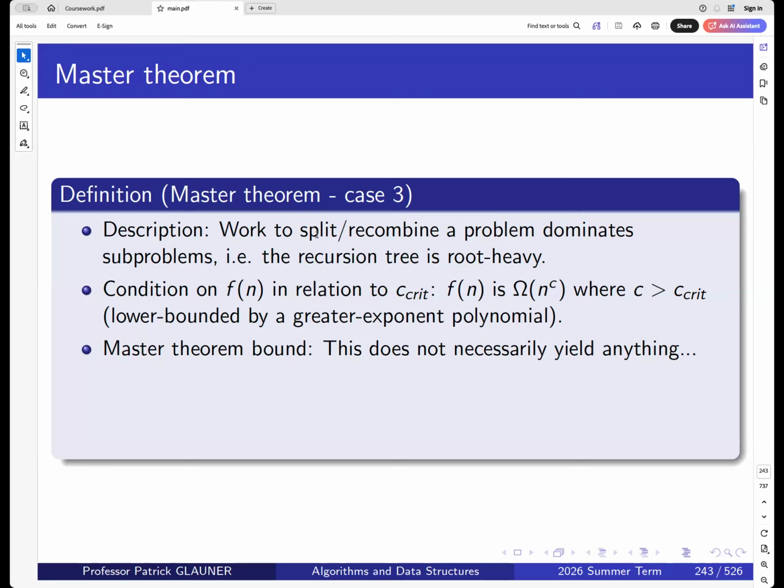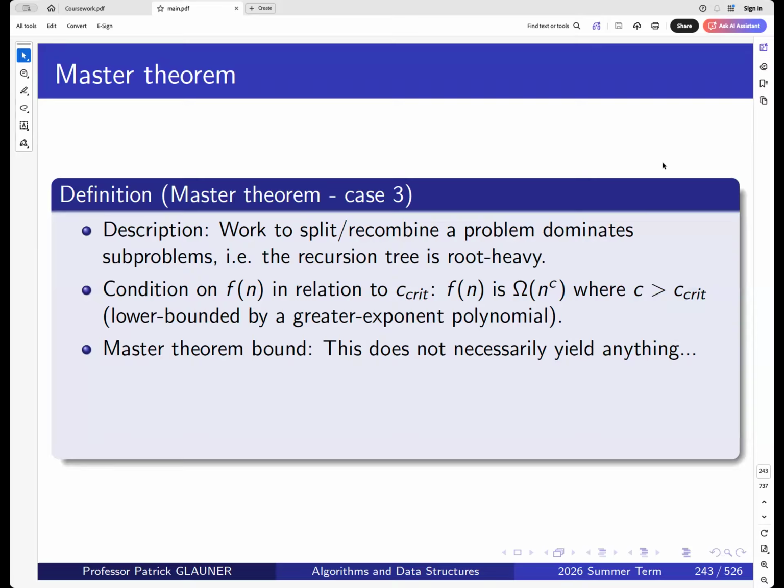And what case 3 would say is that the condition of f of n in relation to c critical must be that f of n is omega of n to the power of c, where c is greater than c critical. Because remember, c critical refers to the work in the subproblems, and c refers to the work in splitting and recombining. And so we would say f of n must have a lower boundary n to the power of c, where the c is actually greater than the work done in the subproblems.